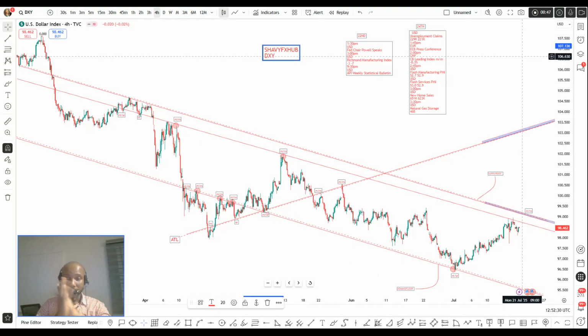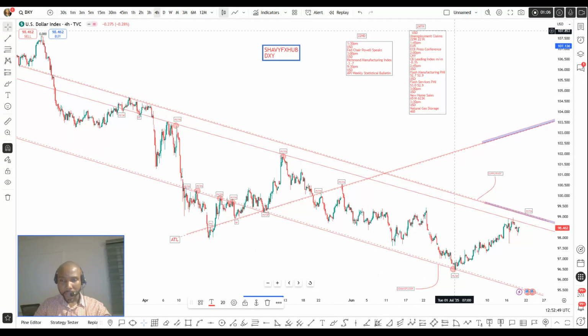The DXY is a measure of the value of the United States dollar relative to a basket of 6 major foreign currencies. It was originally developed by the US Federal Reserve in 1973, and it's now maintained and published by ICE, Intercontinental Exchange Incorporated. So the index increases when the US dollar strengthens against other currencies and decreases when it weakens.